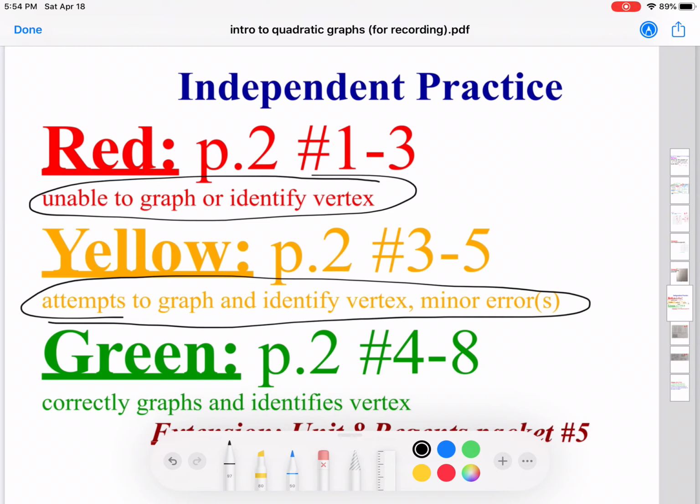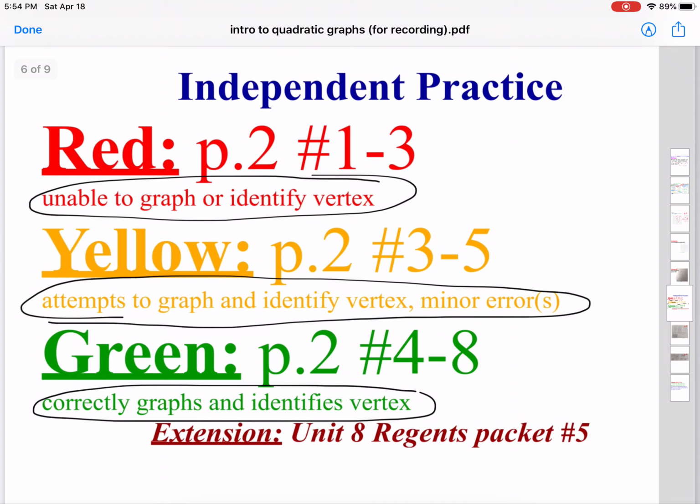And for green, this would be only if you could correctly draw a nice, neat graph and also identify your vertex. We'd like you to do at least one group of practice, but I would suggest you also moving to the next group. So it would be great to see our reds also doing yellow, our yellows also doing green, and our greens also getting to the extension.